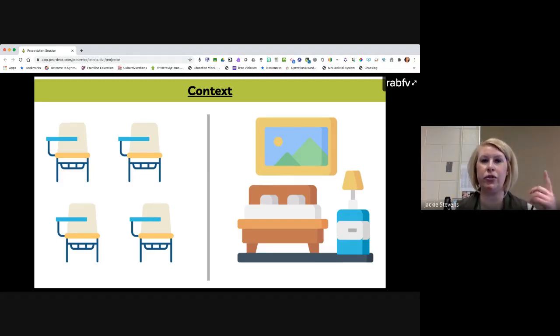So they got used to retrieving that information in a variety of different settings so that no matter where they end up taking the test, they can handle it. They're ready to retrieve that information from a new location.